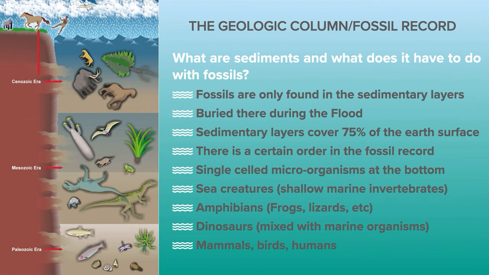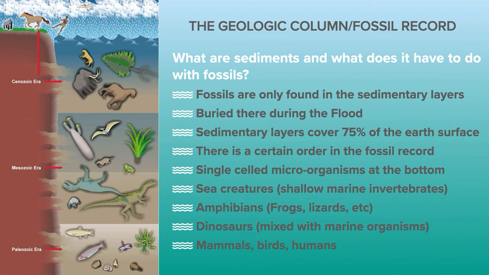Interestingly, there is a certain order in the fossil record. Simplified, it looks like this. At the bottom, we find mostly single-celled microorganisms. Since the flood began in the sea, when the fountains of the deep burst forth, we would expect enormous amounts of muddy sediments and marine invertebrates to be ripped up by the turbulent waters. As the floodwaters flooded the continents, huge numbers of these shallow marine invertebrates, such as sea sponges and snails, inkfish, and crabs, and other marine creatures, were buried on the continents in rapid succession.